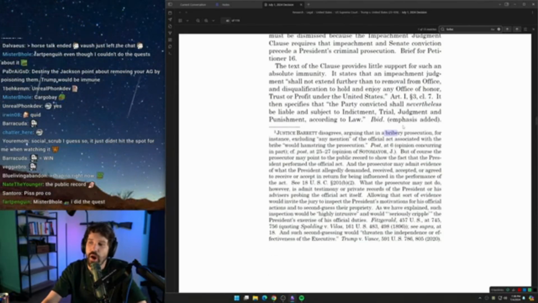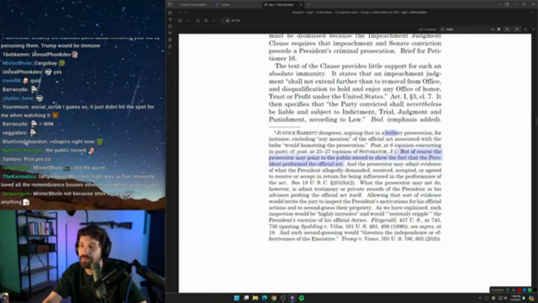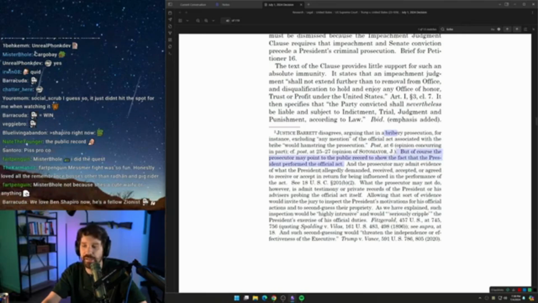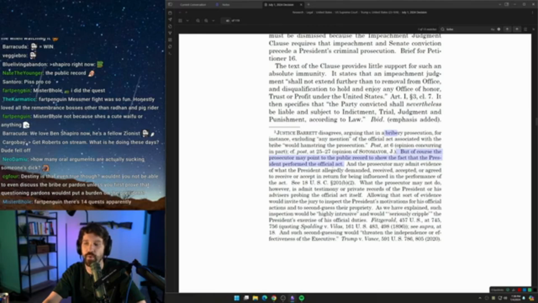Justice Barrett disagrees, arguing that in a bribery prosecution, for instance, excluding any mention of the official act associated with the bribe would hamstring the prosecution. But, of course, the prosecutor may point to the public record to show the fact that the president performed the official act, and the prosecutor may admit evidence of what the president allegedly demanded, received, accepted, or agreed to receive or accept in return for being influenced in the performance of the act.